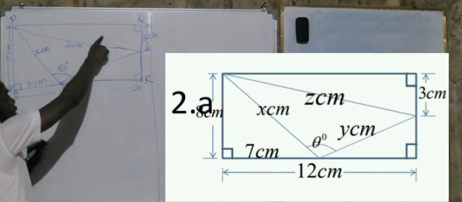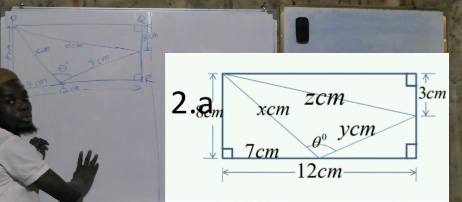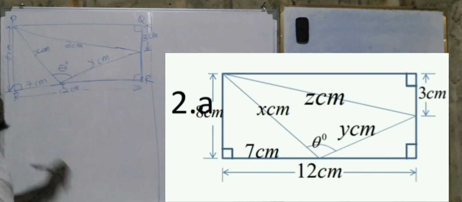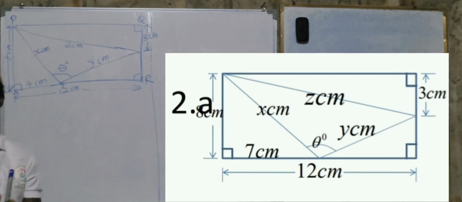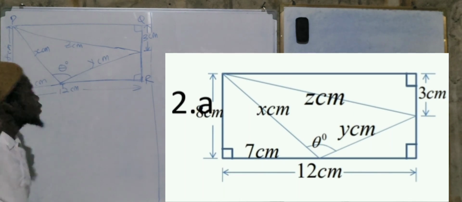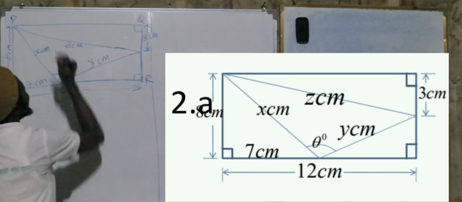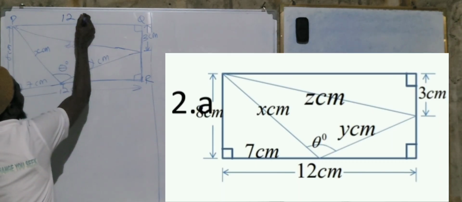Now when you observe the angle here, you can tell that here is a right-angled triangle. One thing you must observe again: this line and this line are parallel, and parallel lines are equal. This entire distance here is equal to 12, so here is also 12 centimeters.